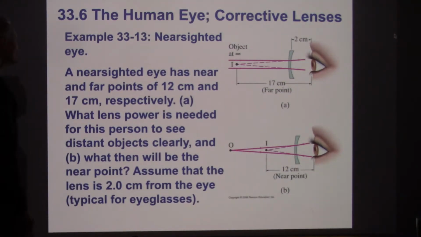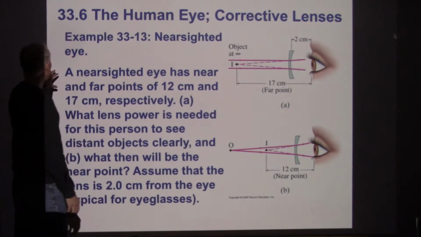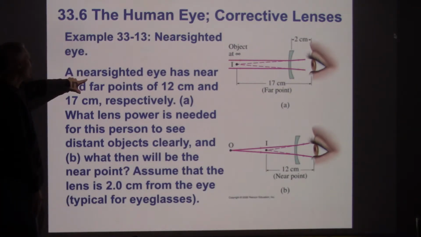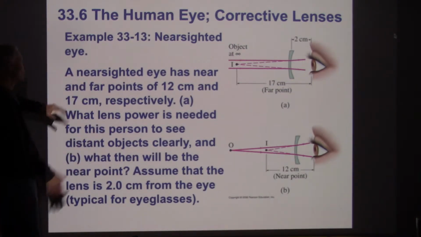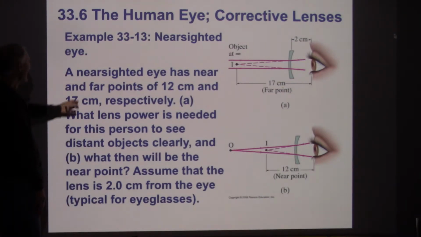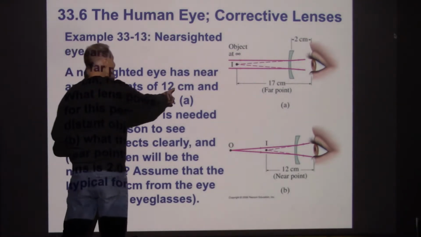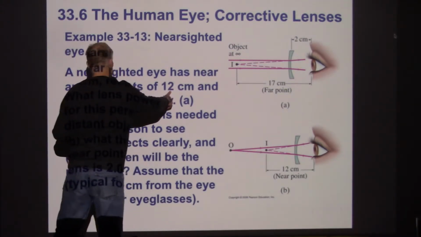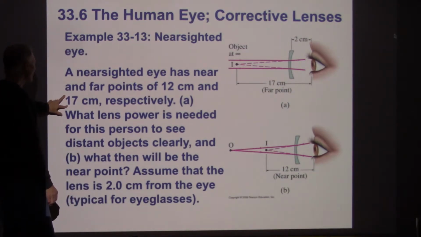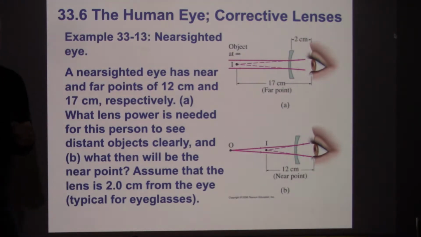Let's see. Ooh, this looks like another corrective lens problem. Looks like it's a little more complicated, so let's see if we can get our way through this. It says that a nearsighted patient has a near and far point. This patient has a near point of 12 centimeters and a far point of 17. Now this person is nearsighted. These numbers are not unusual at all.